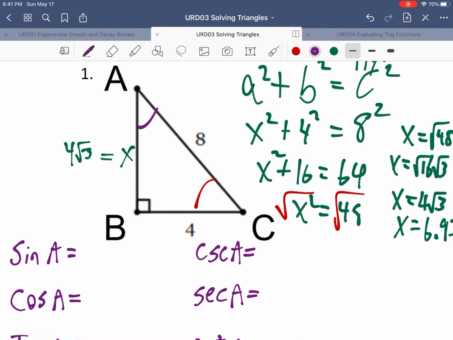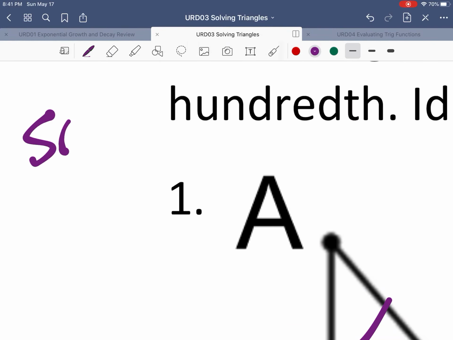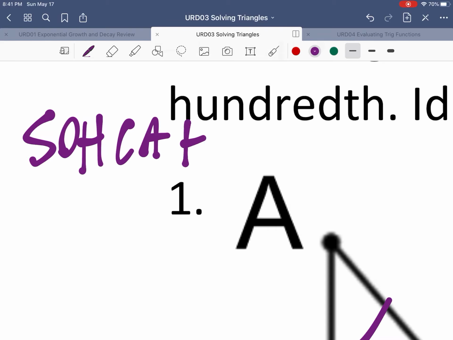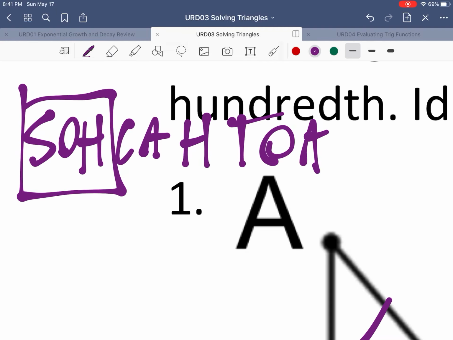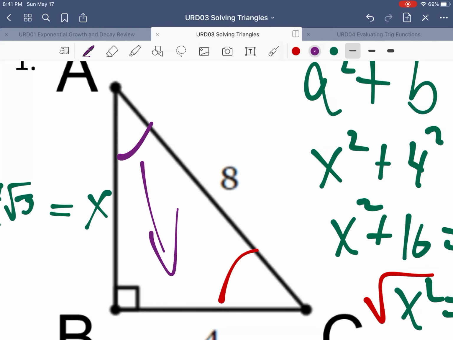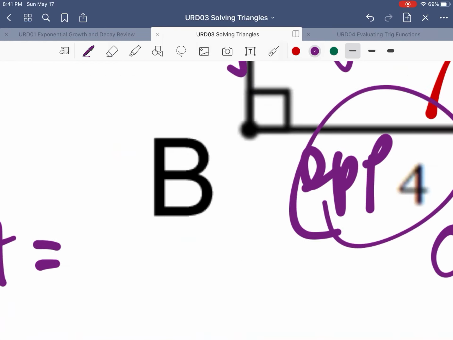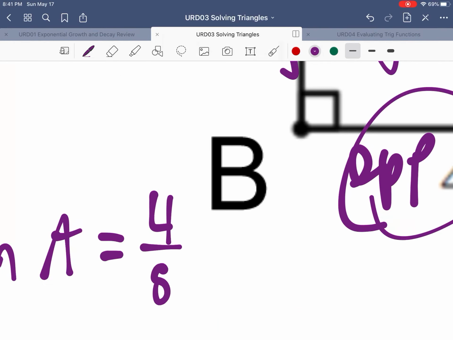Now, we need to find the sine of A. So in order to find the sine of A, we need to know, firstly, SOHCAHTOA. SOHCAHTOA is just a reminder of what the trig ratios mean. So sine is the opposite over the hypotenuse. So let's label our triangle appropriately from angle A. So from angle A, the side across from it is the opposite, so that's 4. The side next to it is the adjacent, and the side that is across from the right angle is the hypotenuse. So based on this, we should be using 4 and 8. So we'll get 4 over 8, which when simplified is 1 over 2.